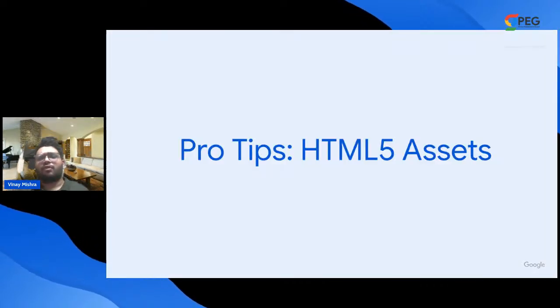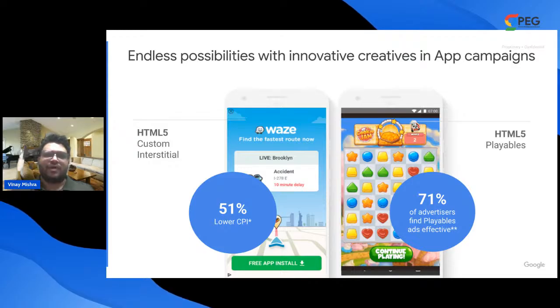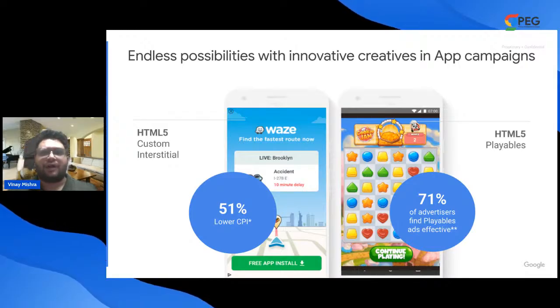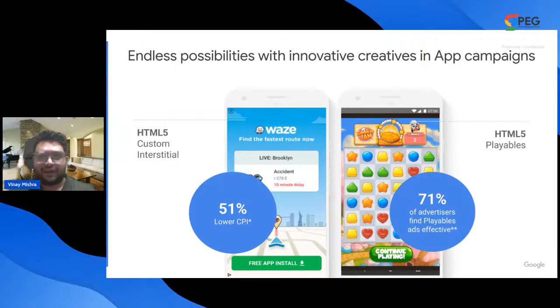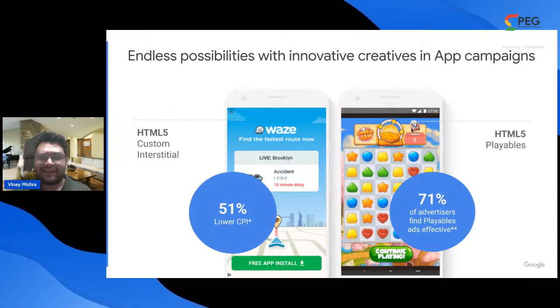Now, let's quickly talk about the HTML5 assets. This is where it gets very interesting. Specifically for app campaigns for installs, these assets capture the attention of app users in a unique way by being attractive and entertaining. But it's important to note that we strongly recommend uploading the maximum number of text assets, image assets, and video assets before building the HTML5 ads that you have.